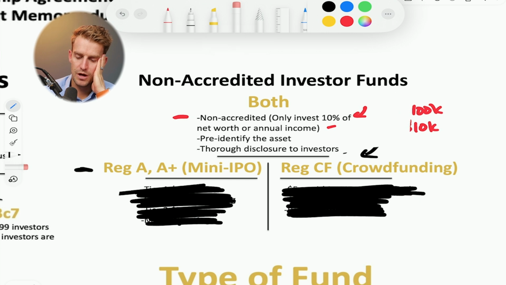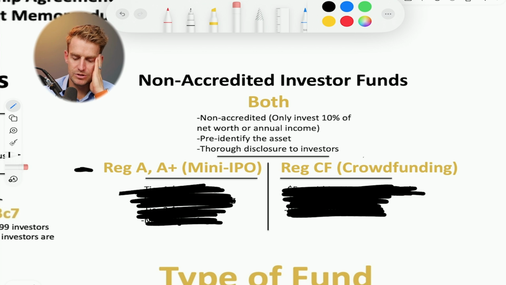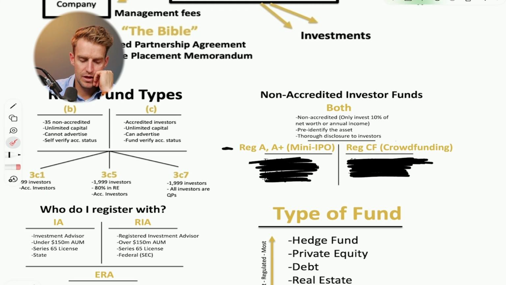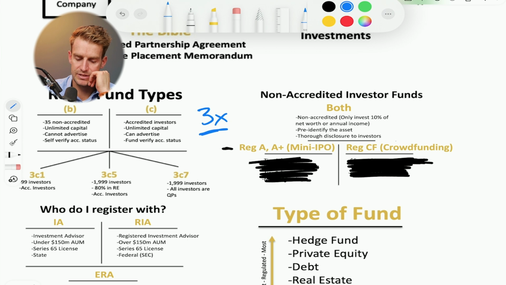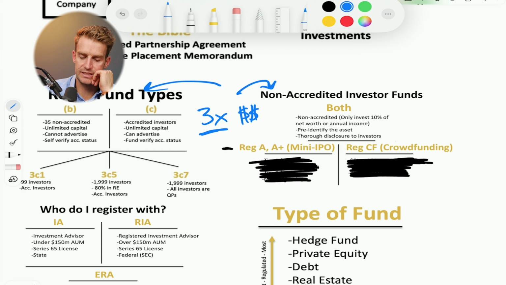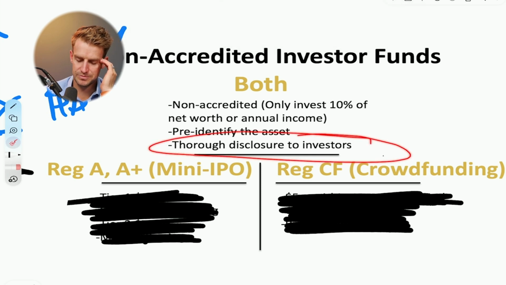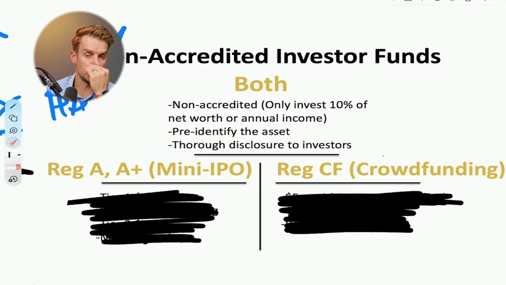You have to pre-identify the asset. They cannot be blind pool funds. And I would just call this thorough disclosure to investors. There's a lot of disclosure that goes into these. It is probably, I'm just going to say, 3 times the amount of cost of capital to run a Reg A than to run a Reg D. Because these are non-accredited investors, the SEC is very concerned about them being non-sophisticated investors. So you have to over-disclose to these investors. There's a few nuances of each one of those, but there's just a lot more work.